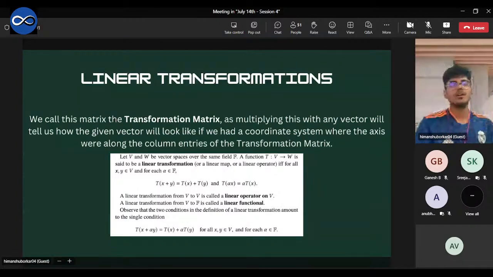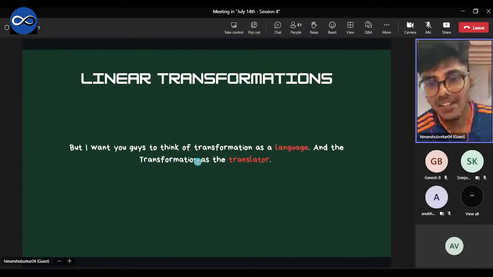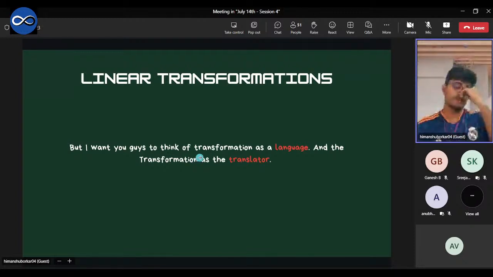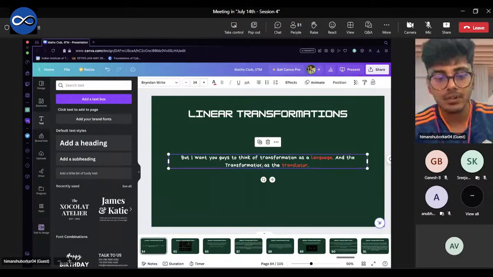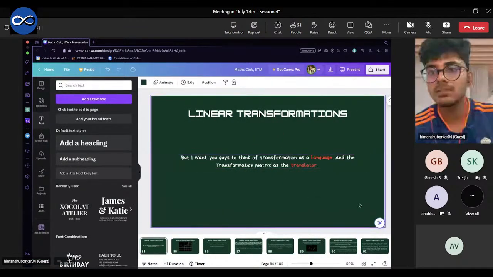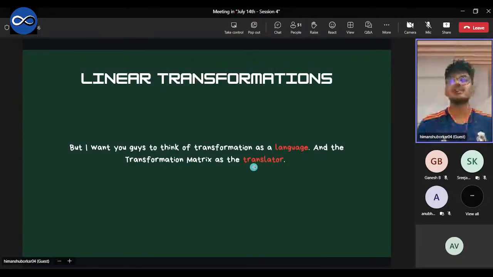I want you to think of linear transformation as a language, not just a mathematical concept. It's a language, and the transformation as, oh wait, I think I made a typo over here. I'm sorry, I wanted to write transformation matrix as a translator. Just a second. Yes. I want you to think of the transformation matrix as a translator.